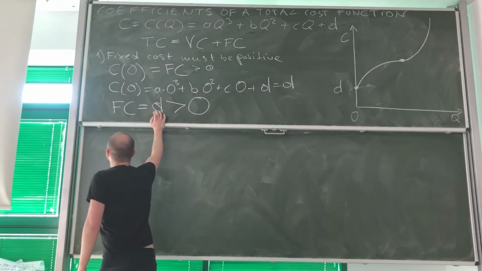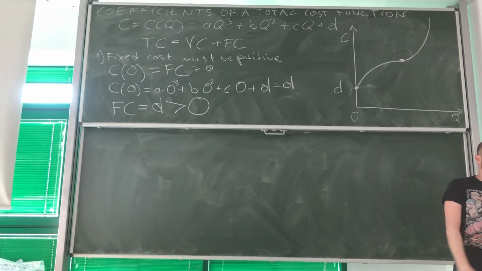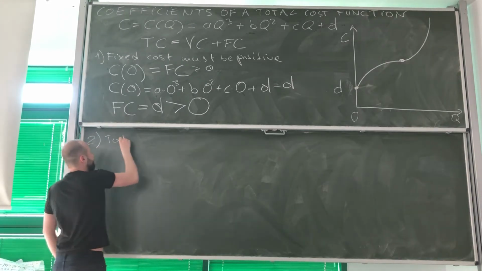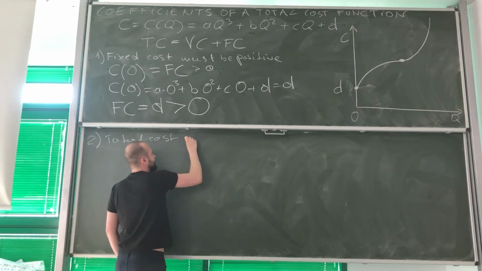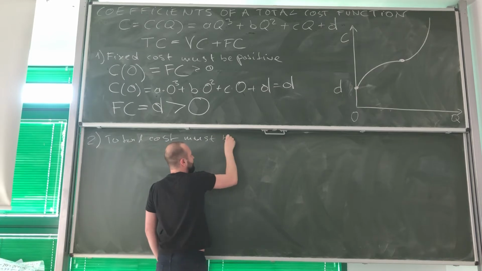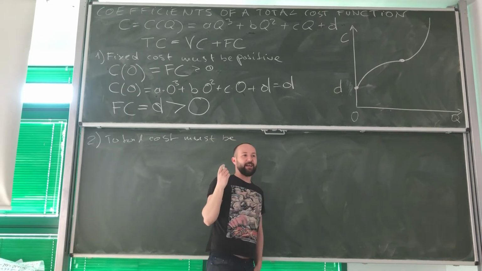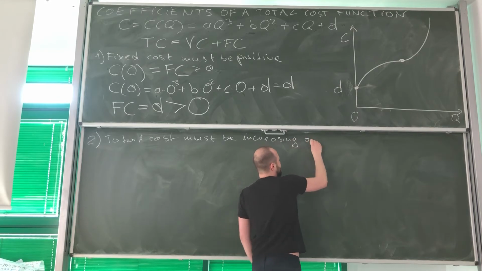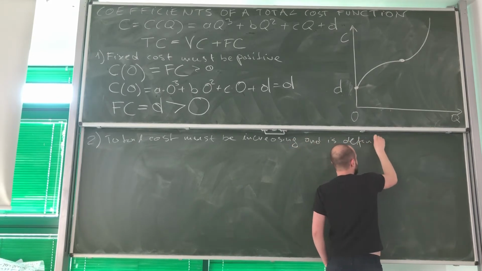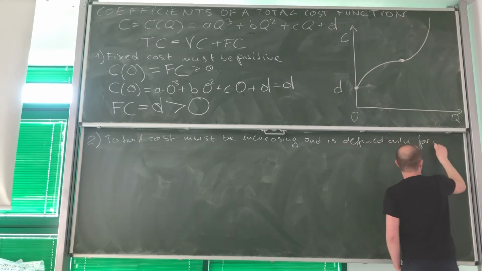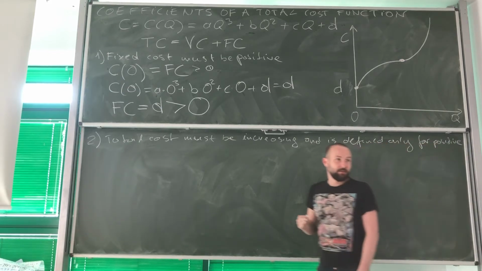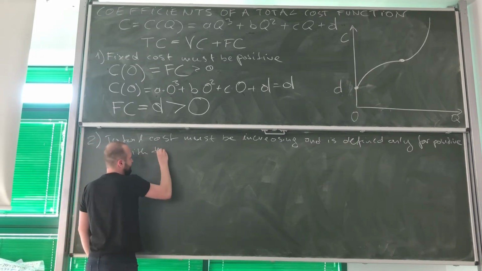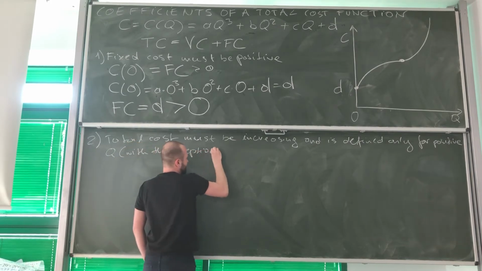Okay, now let's get to the second most important property, and it's also very simple. Total cost must be increasing and is defined only for positive levels of production, so only for positive Q. Of course, with the obvious exception of fixed cost.